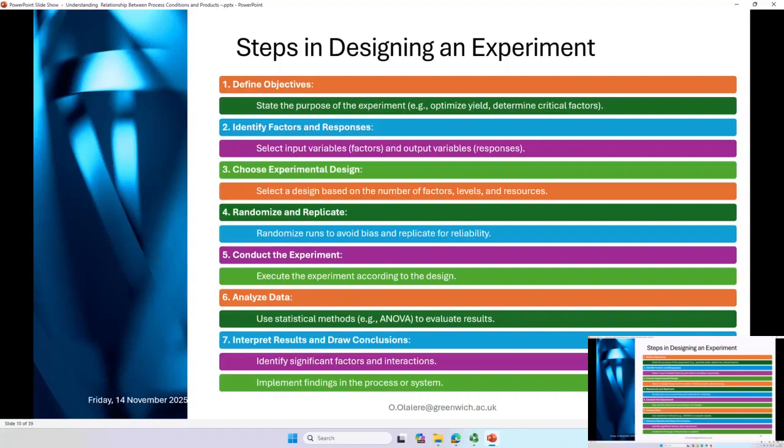So the first one is to define the objective. State the purpose of the experiment. Why are you conducting that experiment? You go to a company and you discover that the owner is telling you that we have more batches of production, but we are getting lesser profits. So it means the reason why you are conducting that experiment is because you want to cut costs of production and increase profit. That's one.